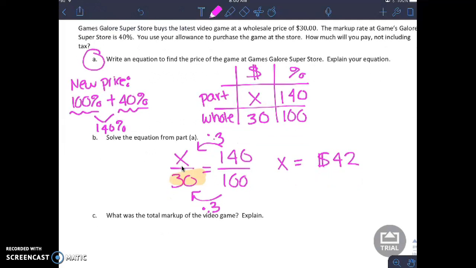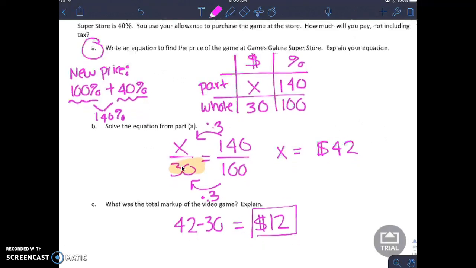Part C, it says, what is the total markup? They want to know the difference in price between what the store is selling it for and the amount that the store paid for it. So please pause the video, find that difference, and then unpause. All right. Hopefully you're back from your pause and you did 42 minus 30 equals $12. So the total markup was $12.